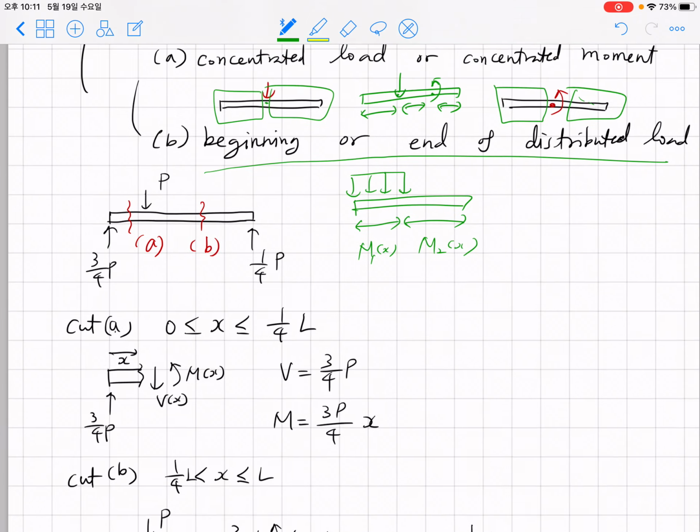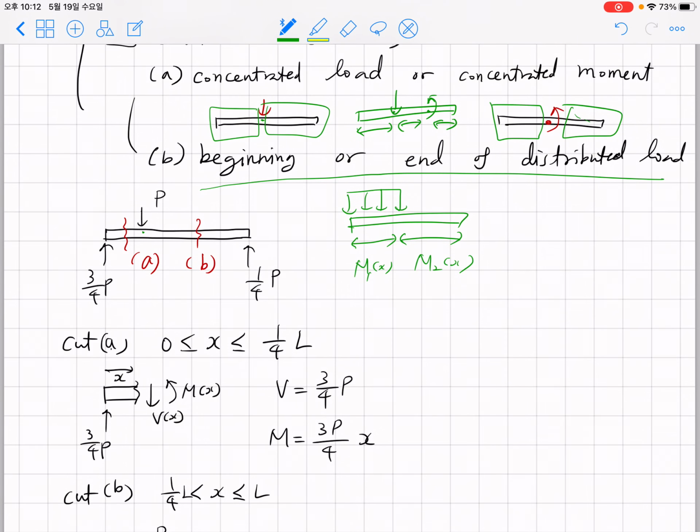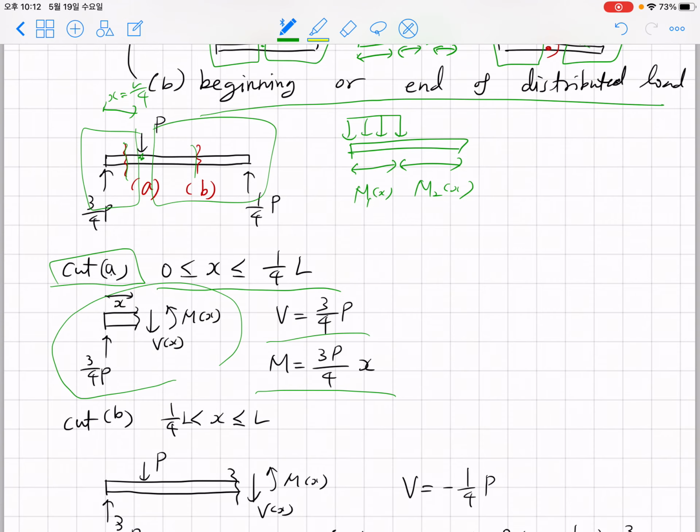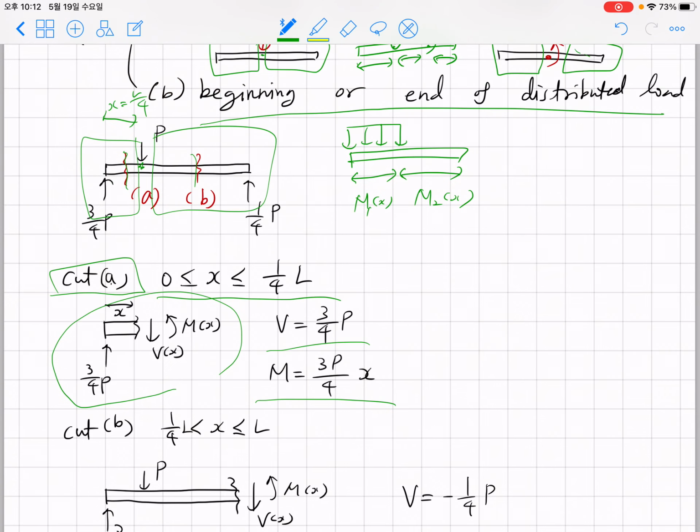As I told you, because this one has one concentrated loading, you can consider two pieces, first piece and second piece, and to get the two analytical expressions, let's take two imaginary surfaces A and B. Let's consider cut A, where x is larger than 0 and smaller than or equal to L/4. P is located at x equal L/4. If you draw the free body diagram, I will not go into the details, because we have practiced this a lot in previous chapters, chapter 5 and chapter 4. So V turns out to be 3/4 P, and M turns out to be a simple linear expression, 3/4 P x.